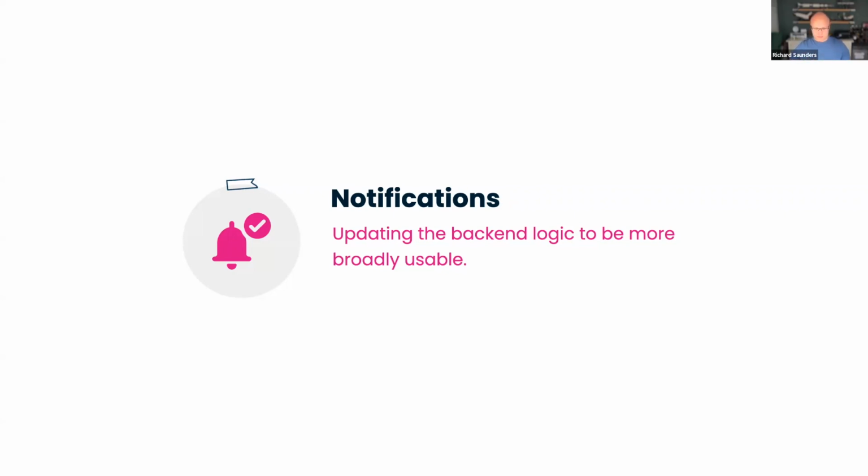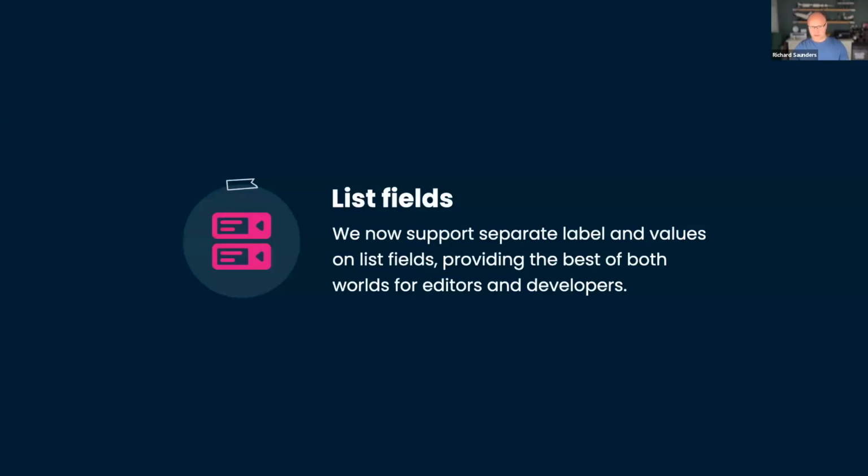I briefly showed you earlier that list fields now support label and values, and we've done this in such a way that when you upgrade, they'll continue to work as they have, so you shouldn't need to make any front-end changes. You'll just get the benefit of being able to have custom labels.